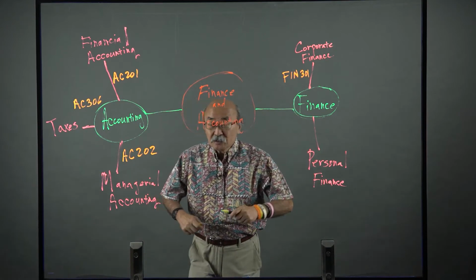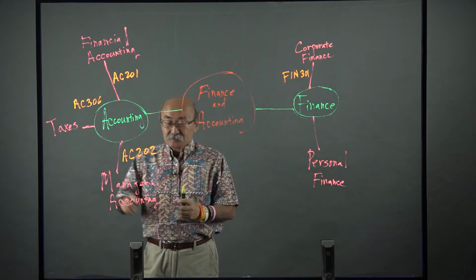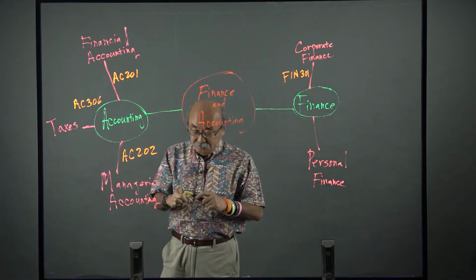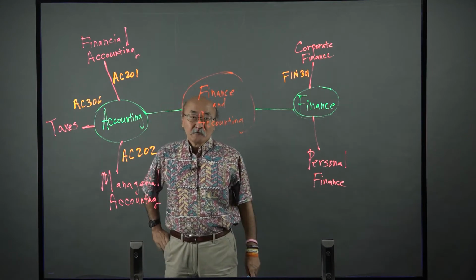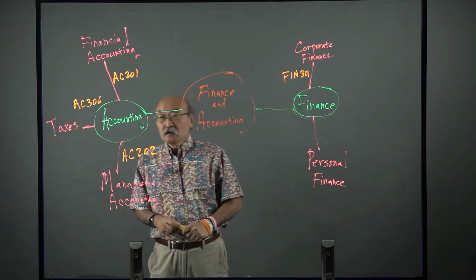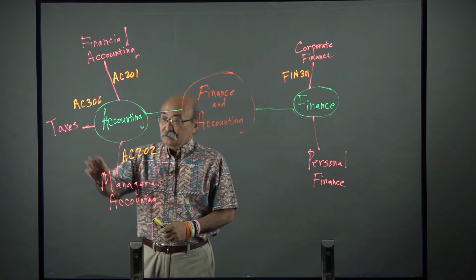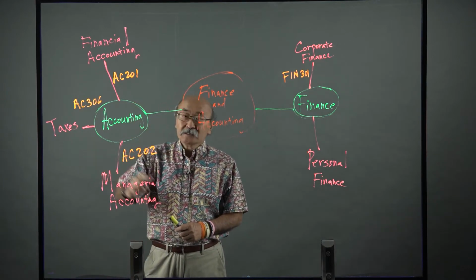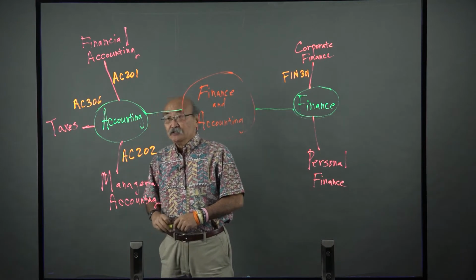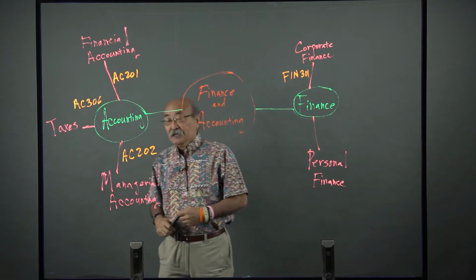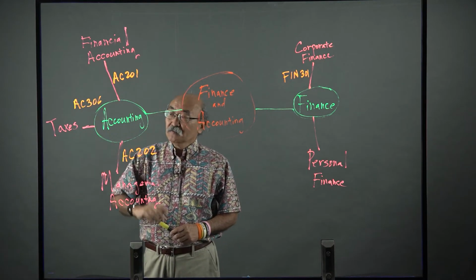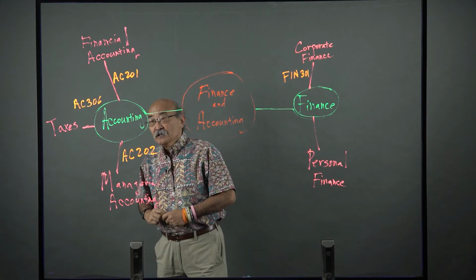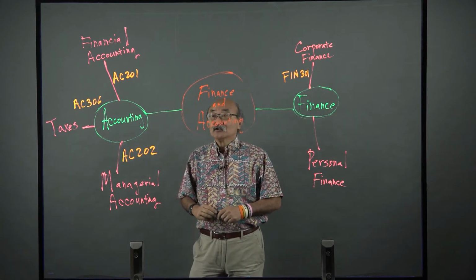Okay, let's first take a look at taxes. Obviously, taxes, that's a major area of accounting where accountants help people with preparing federal and state income tax forms and do tax planning. As I said, that's an advanced topic that will be covered in Accounting 306 for accounting majors.